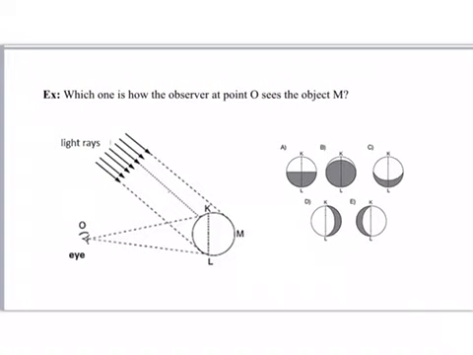Which one is how the observer at point O sees the object M? The eye can see from K to L, but the light rays just reached here. So this is not light reached, so it will be observed dark. So what the eye will observe will be like in C.